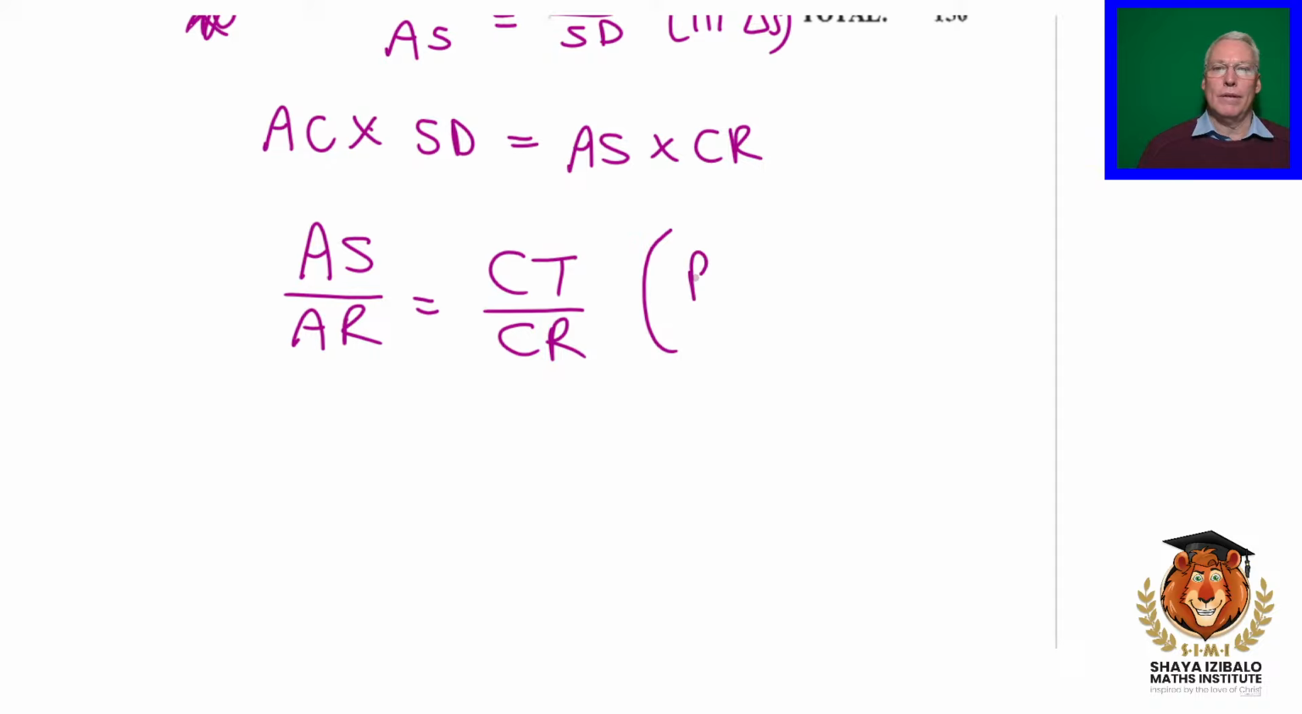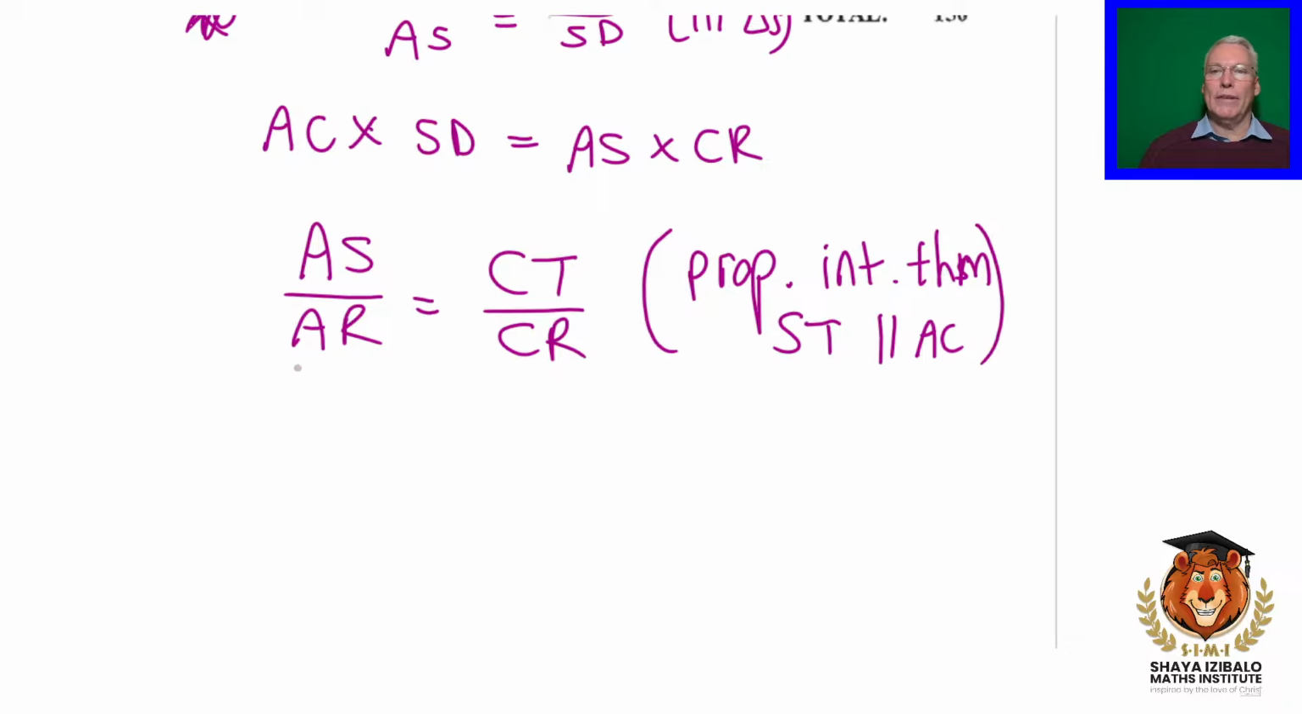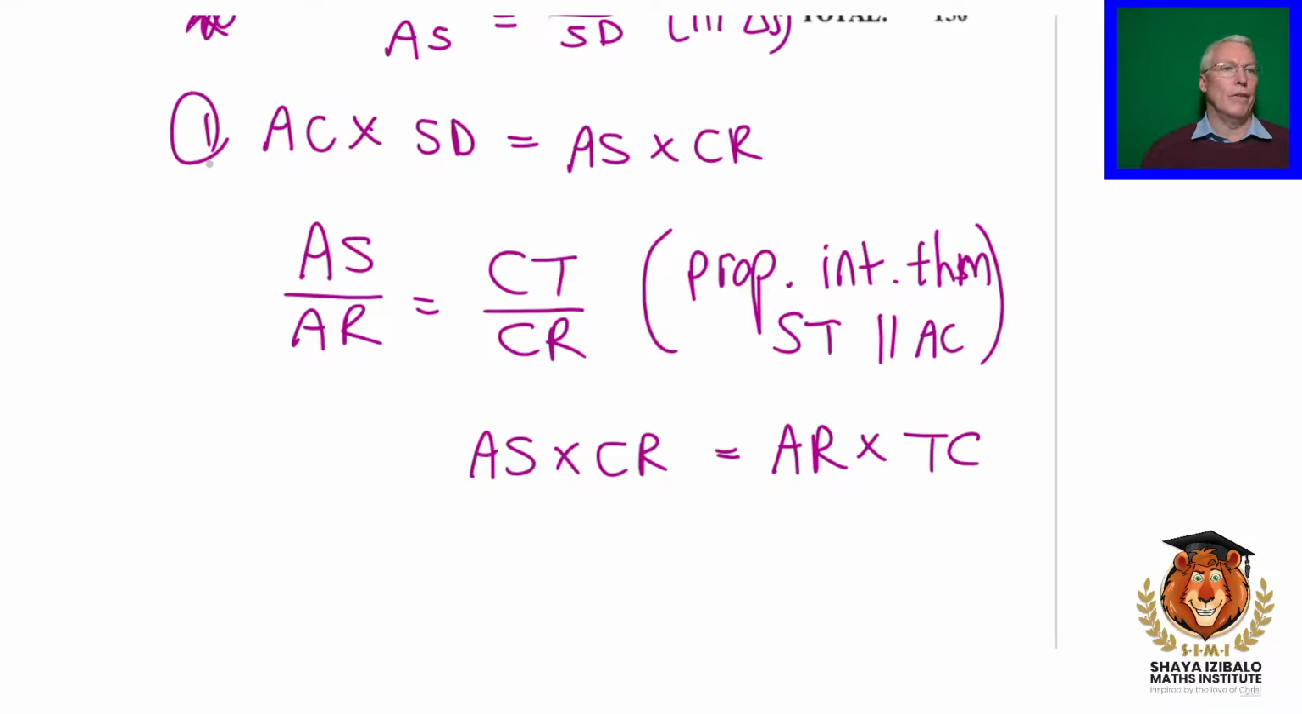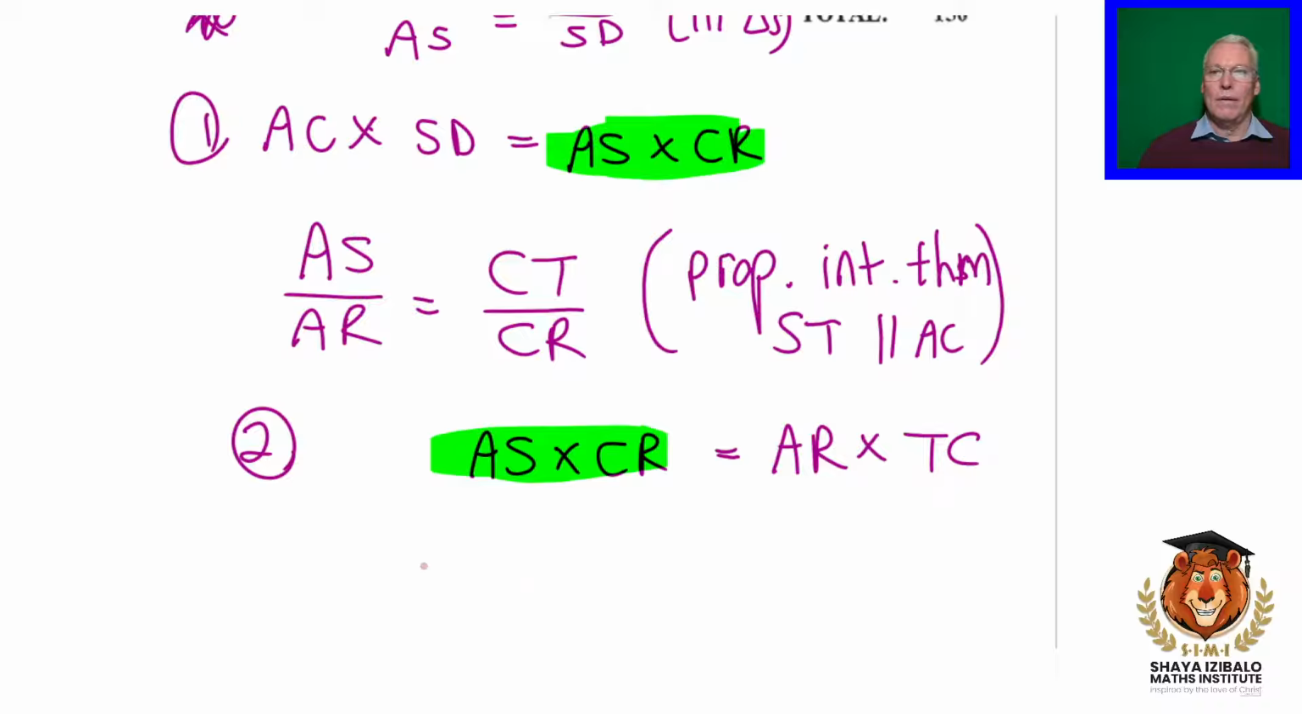So, proportional intercept theorem, ST parallel to AC. If we cross multiply this, we get AS times CR equals AR times CT, or TC. If we look at these two results and combine them, this piece is the same in both. So therefore AC times SD is equal to AR times TC.